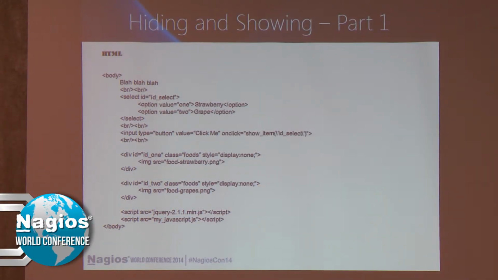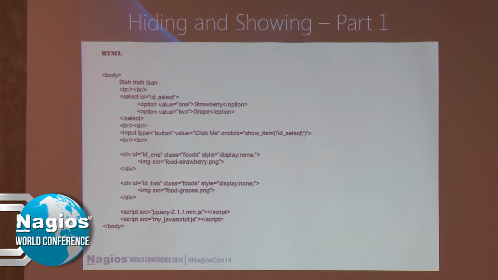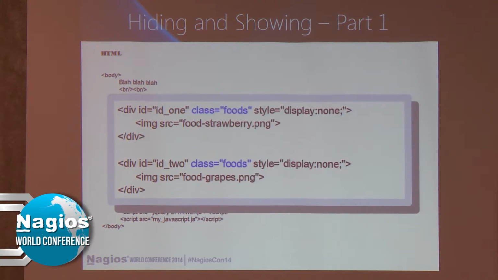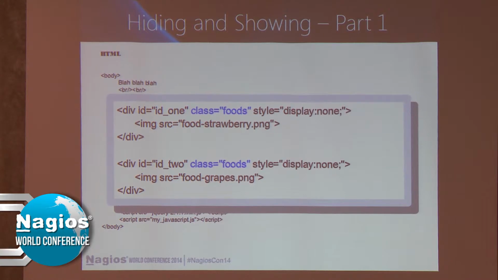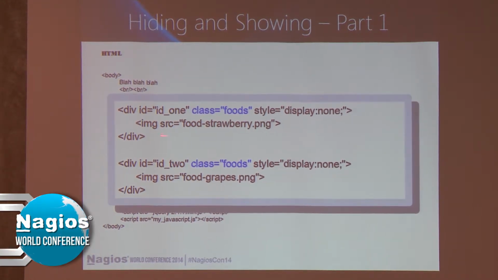So now we're going to go a little bit more. We're going to do what we call some hiding and showing. And I'm going to introduce divs. Divs are just containers on a web page. It's as simple as that. In this case, I have 2 divs. One of them I've decided to call 1, and the other one's called 2. One of them's going to show a picture of a strawberry, and the other one's going to show a picture of grapes. They both have the same class.